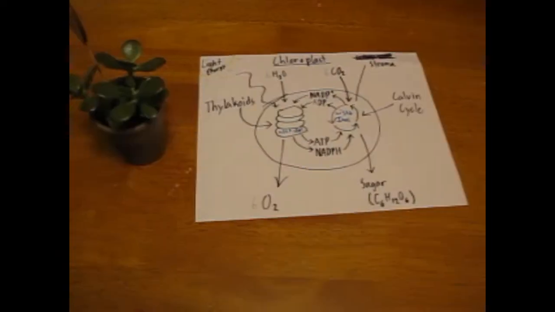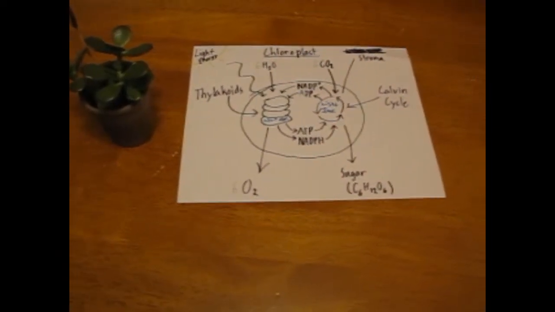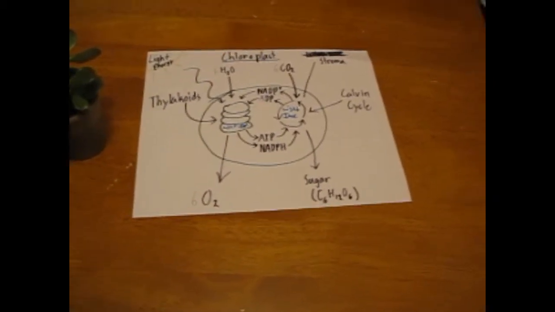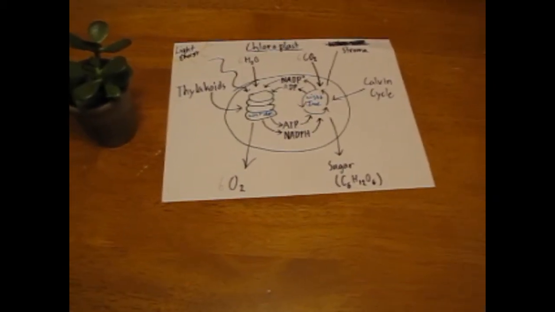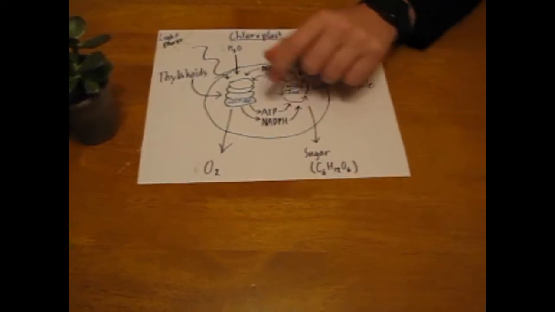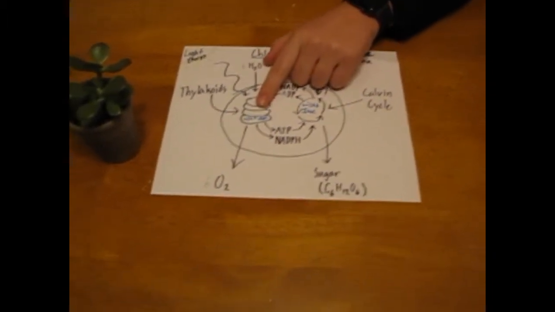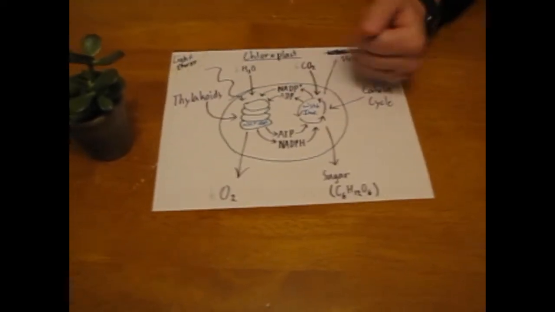The process of photosynthesis stores energy. Photosynthesis occurs in the chloroplast, which is in the plant cell. The 2 stages of photosynthesis are the light dependent and the light independent. The light dependent occurs in the thylakoids and the light independent occurs in the stroma.